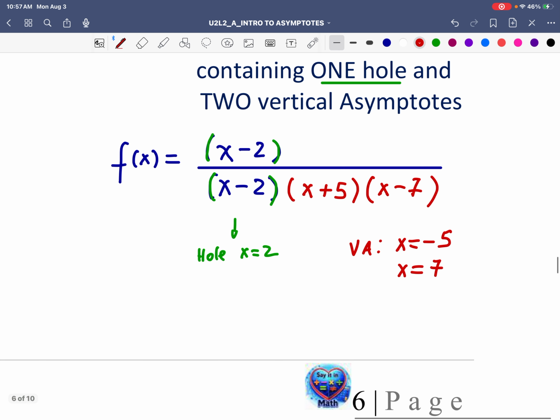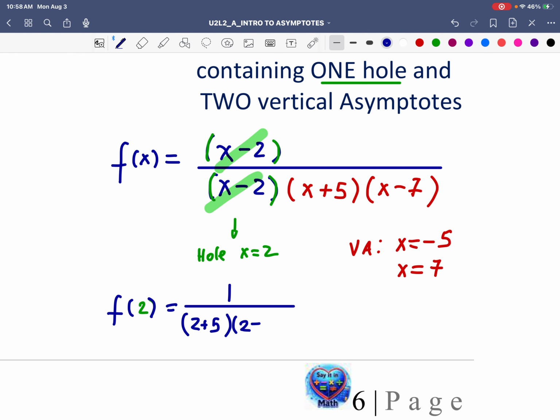If you were to find the coordinates of the hole, then you will have to determine the value of the function at 2, but with a simplified restriction. So that would be equal to 1 over (2 plus 5)(2 minus 7). So 1 over 7 times negative 5, which is 1 over negative 35. So therefore, the hole will have the coordinates of 2 and negative 1 over 35.